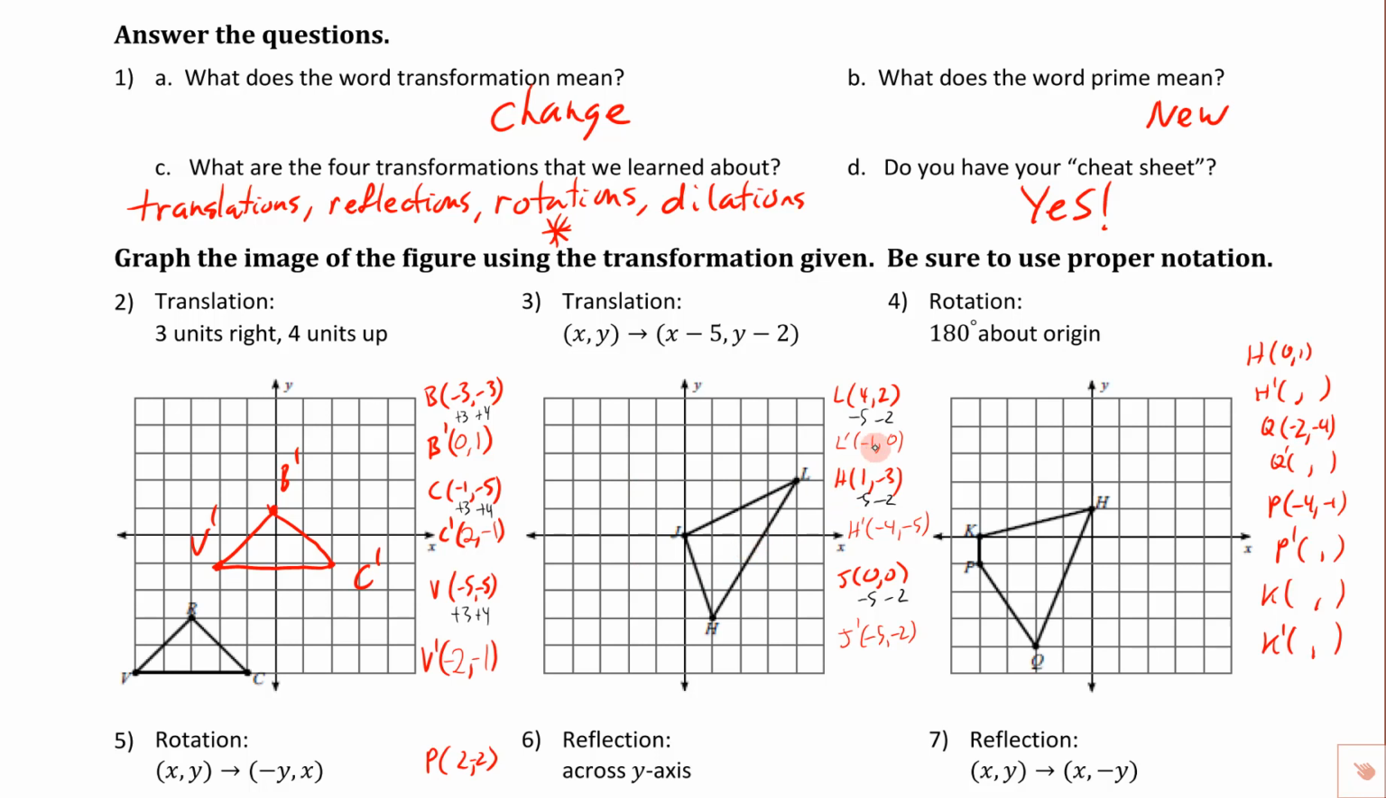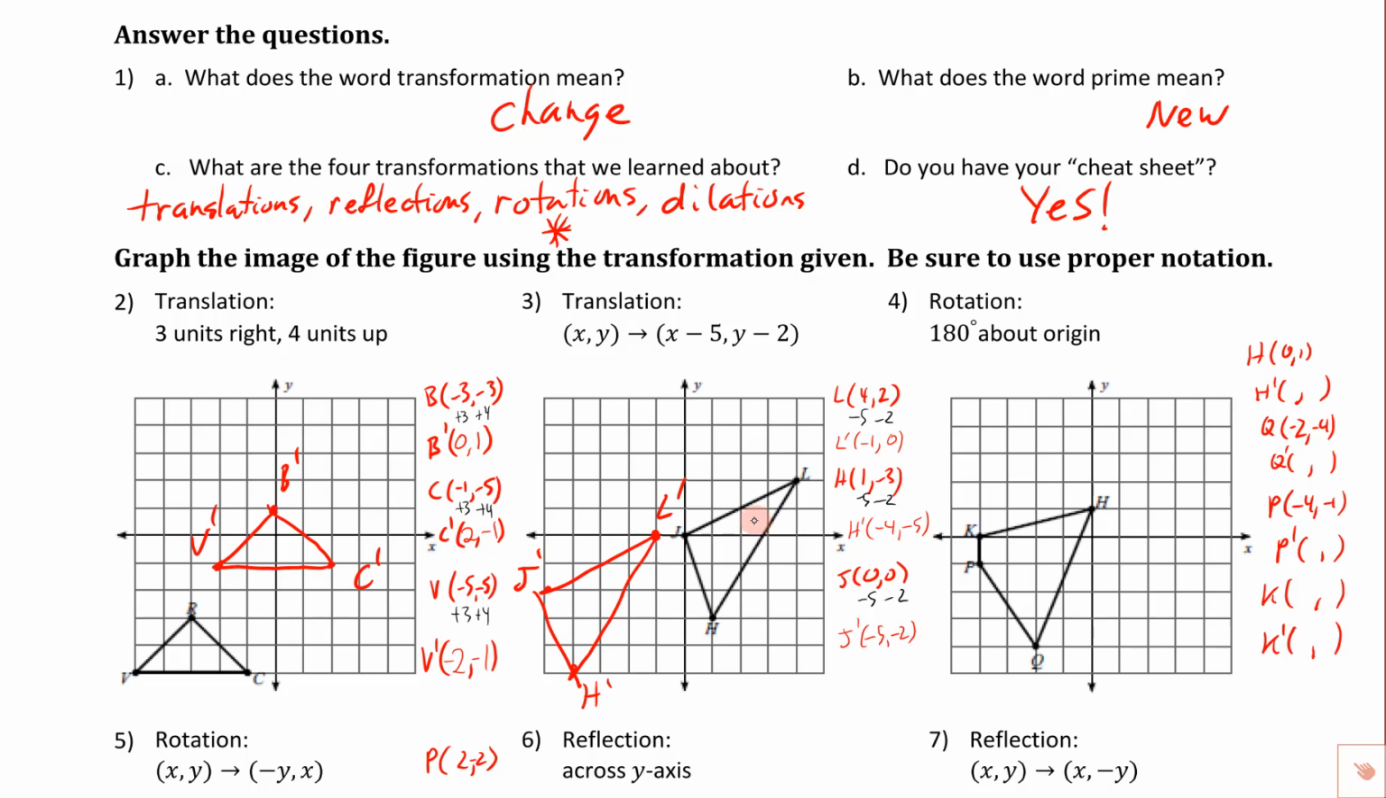So L prime is negative 1, 0. So negative 1, 0, so we're right here. So that's going to be L prime. H prime is negative 4, negative 5. So we're going to be right here. So there's H prime. And then J prime is negative 5, negative 2. So back 5 and down 2. So we're going to be right here. So that's J prime. So let's draw that figure right there.